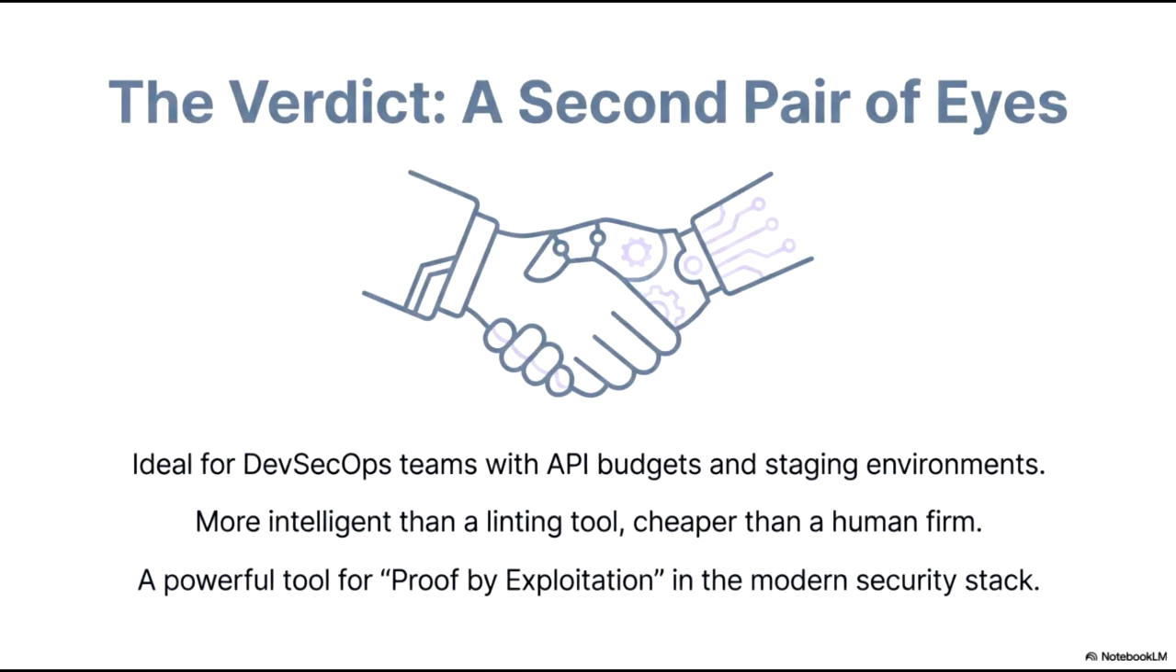To conclude our assessment, we view this solution as a vital second pair of eyes for the modern development lifecycle. It is specifically designed for DevSecOps teams that operate with dedicated API budgets and established staging environments. By positioning itself as more intelligent than a standard linting tool, yet significantly more cost-effective than hiring an external human firm, it strikes an essential balance. Ultimately, it serves as a powerful instrument for proof by exploitation, providing a concrete and actionable layer within the contemporary security stack.